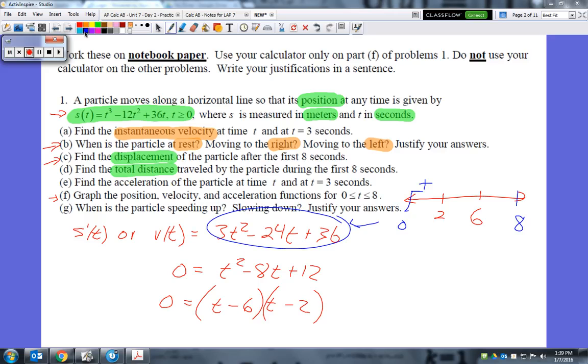You could use a calculator if you want. Is it going to be negative? Okay. And then let's look at 6 to 8. Be positive, right? So looking at that, I know it's moving forward between 0 and 2 and 6 to 8. You agree? Okay. So is it moving forward at 0?